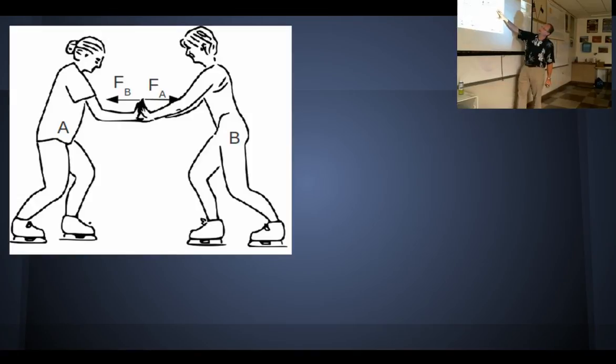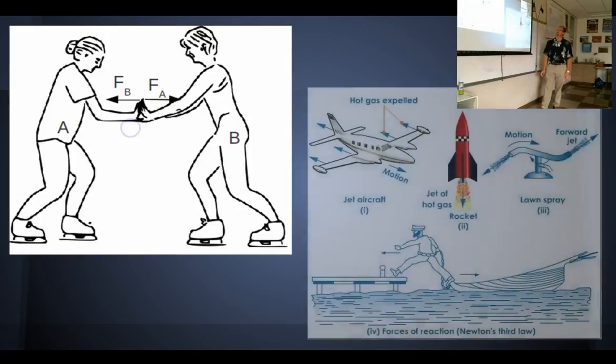This person may feel like she's pushing harder on this person than this person is pushing on her, and maybe she is. But because they are in contact with each other, it's the total force that is going to be balanced. So force B pushing on person A is going to result in the same acceleration for A as person A pushing on person B with force A. They're going to be balanced, they're going to be equal, and the two ice skaters are going to slide apart at exactly the same speed. Okay? Because the forces will be balanced. Now that's assuming they weigh the same amount. But for this example, we can.